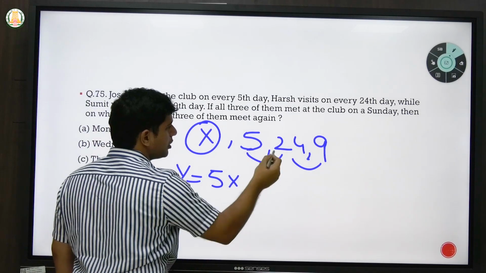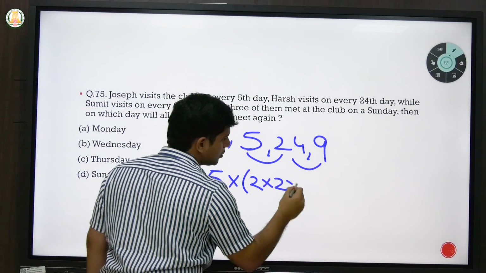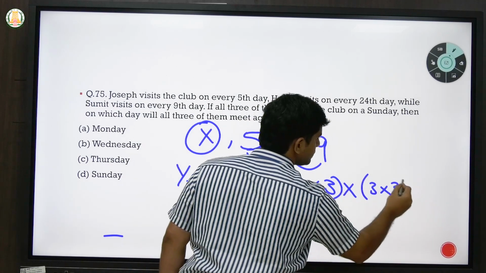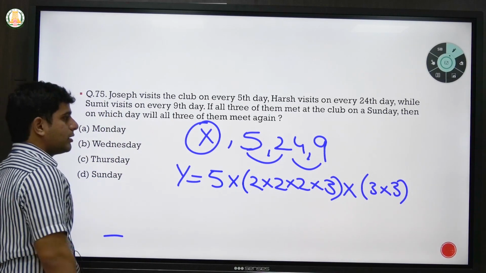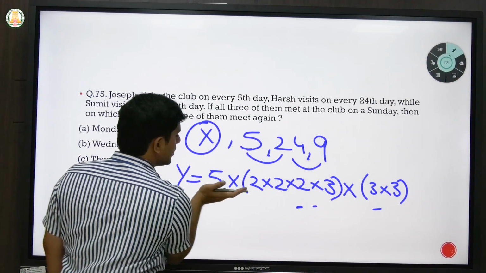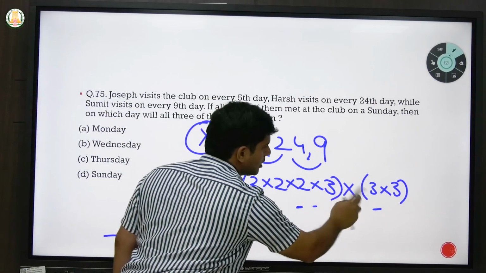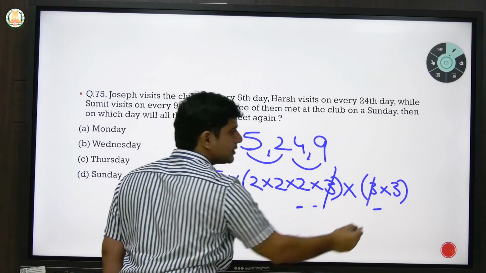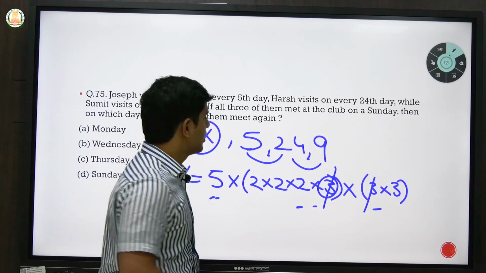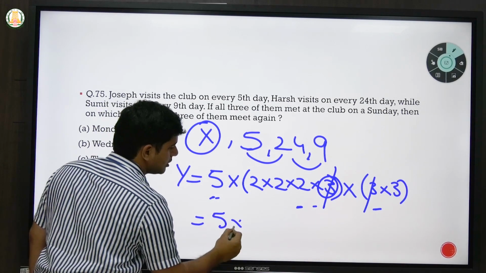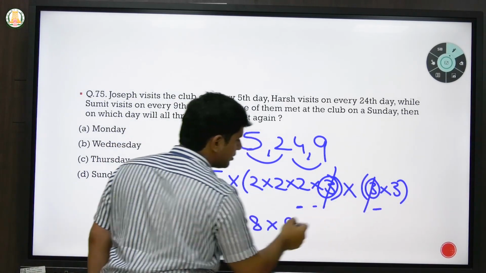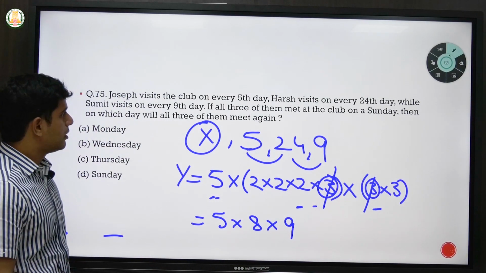So 5 stays as 5, and how do you represent 24? As 2 into 2 into 2 into 3, all prime numbers. Then 9 as 3 into 3. Now you eliminate whatever is common between these two. If you see, 3 is here and 3 is here, so remove that 3, but only remove it once. Don't remove it twice. So this essentially becomes 5 into 8 into 9, because you keep this 3 here, so 3 into 3 becomes 9. Now the 2s, where will you remove?